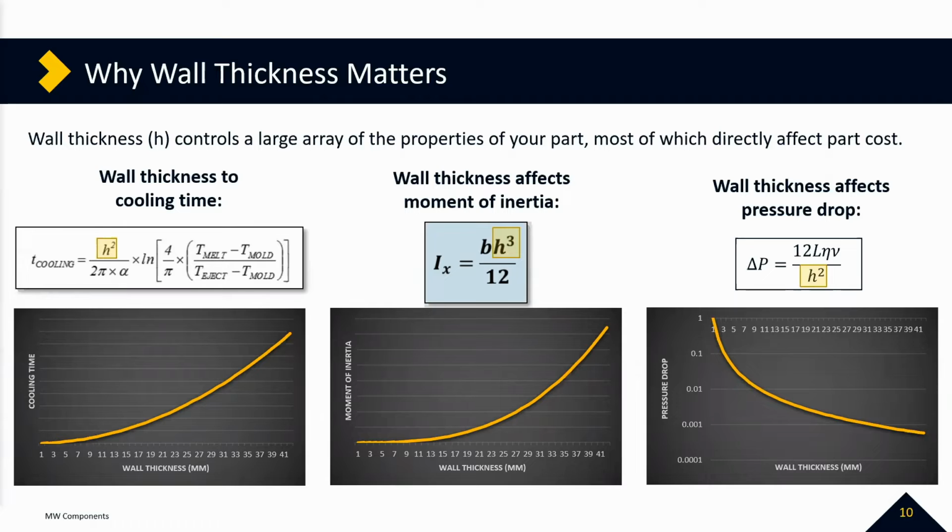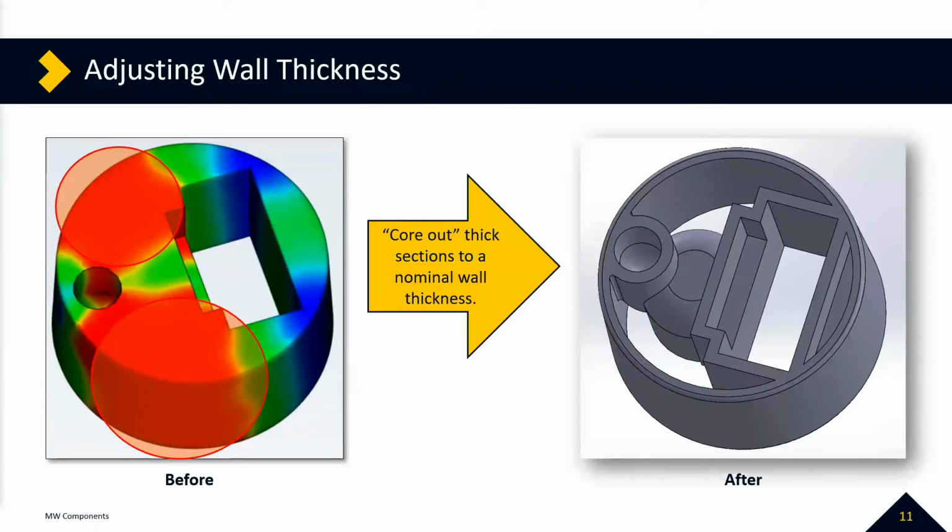It's going to take much more pressure to fill and pack out your part. And this can really affect what press you're going to have to start thinking about. Is the injection molder I'm using capable of hitting these pressures? Are we actually going to be able to fill this part from these gating locations? That kind of thing. So here we've identified those red areas, and I've just cored them out.